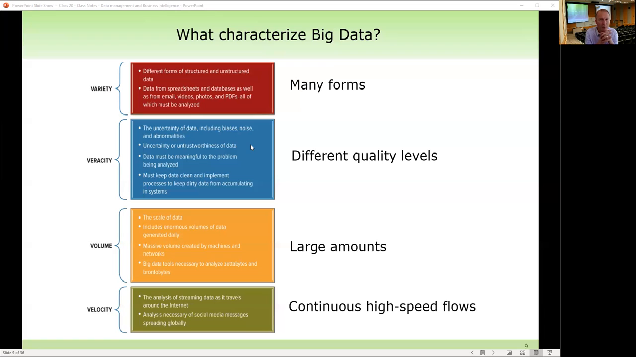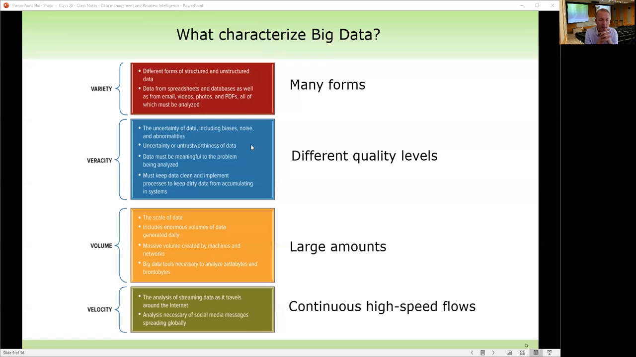The third characteristic of big data would be volume. So that's kind of the size or the amount of data that we have access to. Many of you have a hard disk on your PC that might be able to take 1 terabyte of data. But when we talk about big data, we are talking about maybe thousands or millions of terabytes.